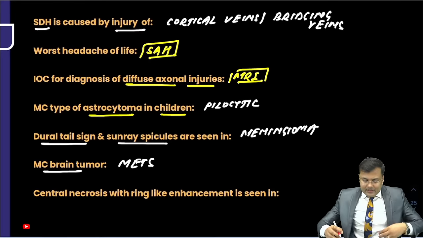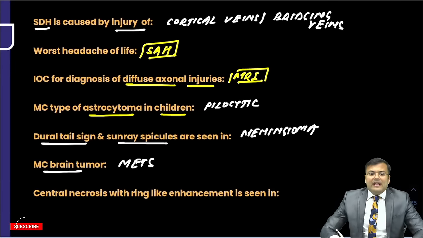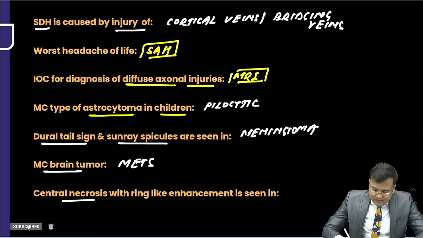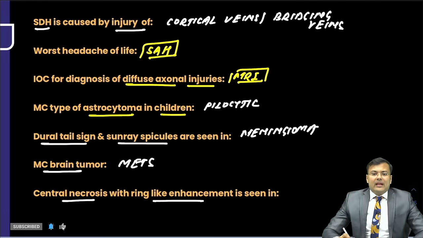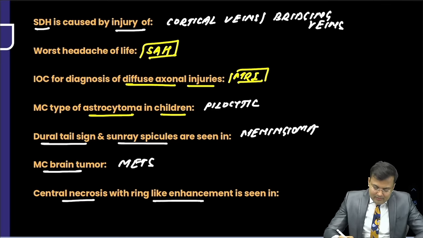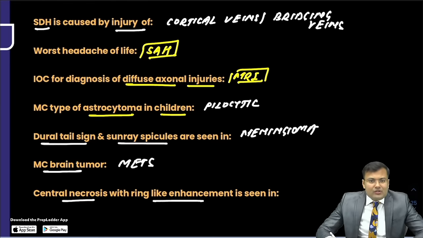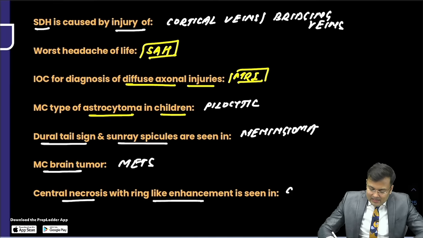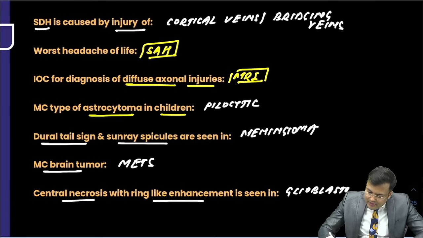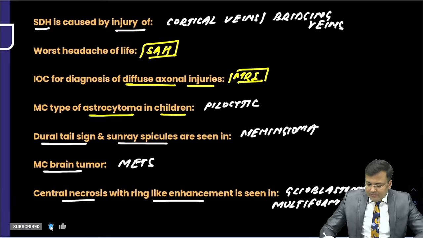Clear? Next, central necrosis with ring-like enhancement. This question was asked in JIPMER long back and it was repeated in many exams. Central necrosis, very good. It is glioblastoma multiforme. It has the worst prognosis among astrocytomas.